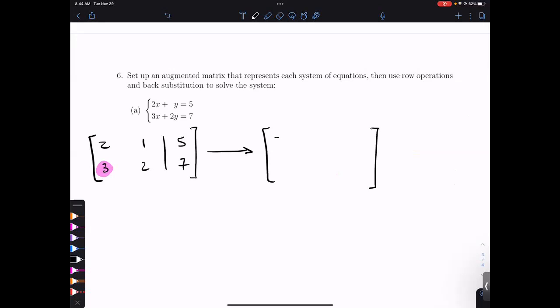I'm not going to change row 1 at all. No, that's not true. Sorry. I'm going to take row 1 and multiply by 3, which would be 6, 3, 15. And I'm going to multiply row 2 by 2. 6, 4, 14.